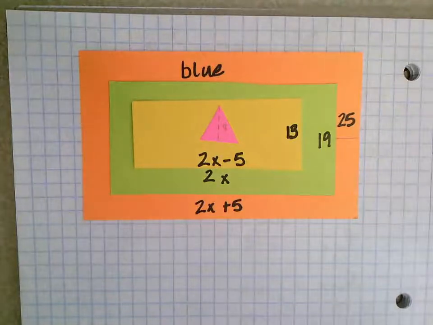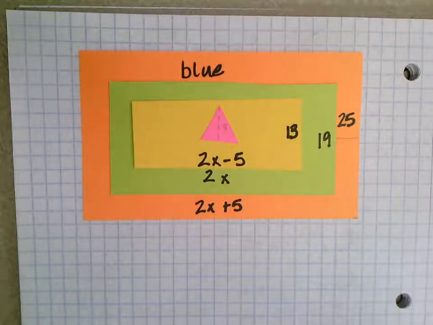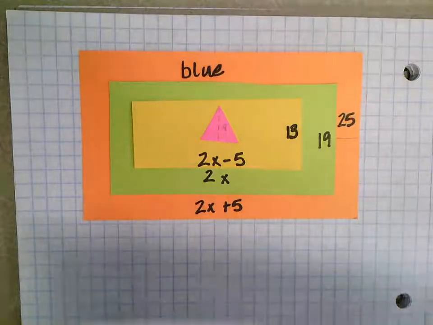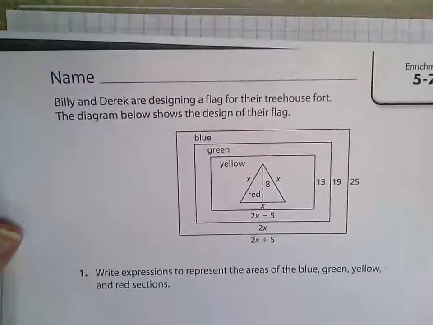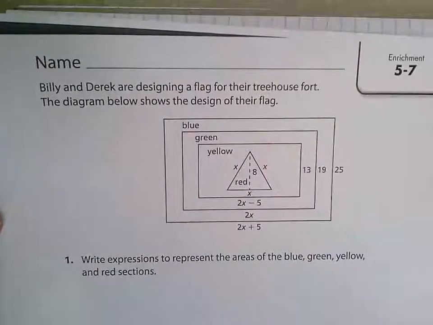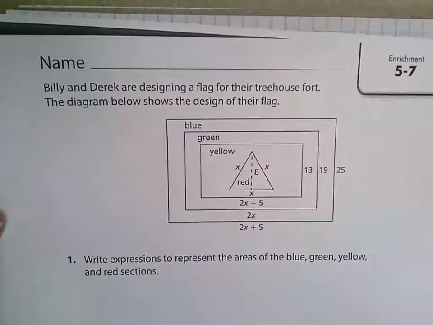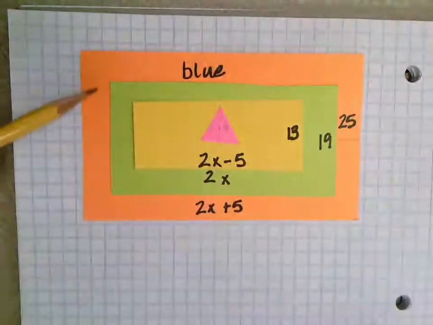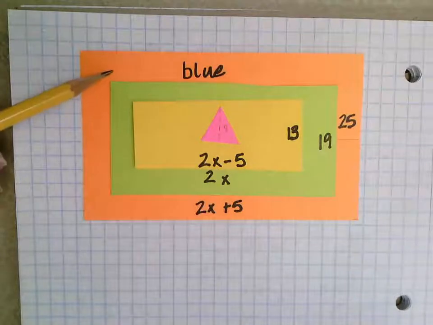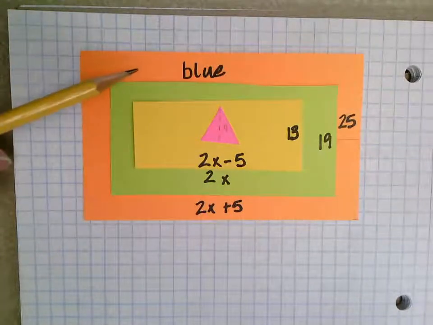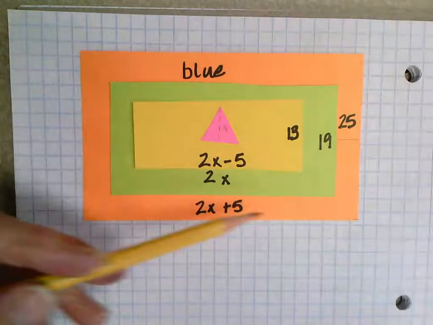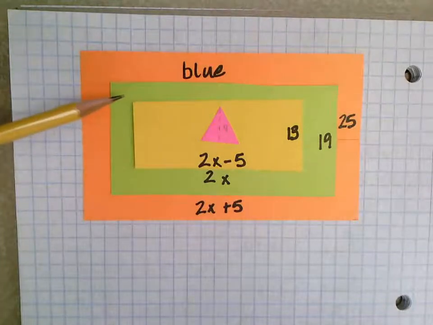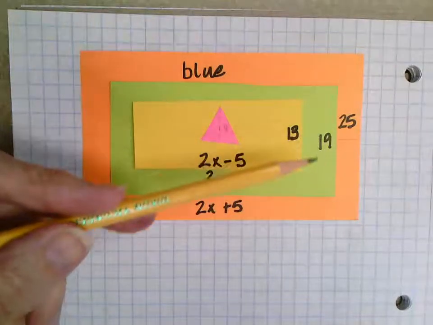5-7 Enrichment Worksheet. This is a representation of the drawing that was given to you on your worksheet. Billy and Derek are designing a flag for their treehouse fort. The diagram below shows the design of their flag. I didn't have a blue note card, so I used this orange one, but this is the blue area, supposedly. And then the green area, I did have a green note card.